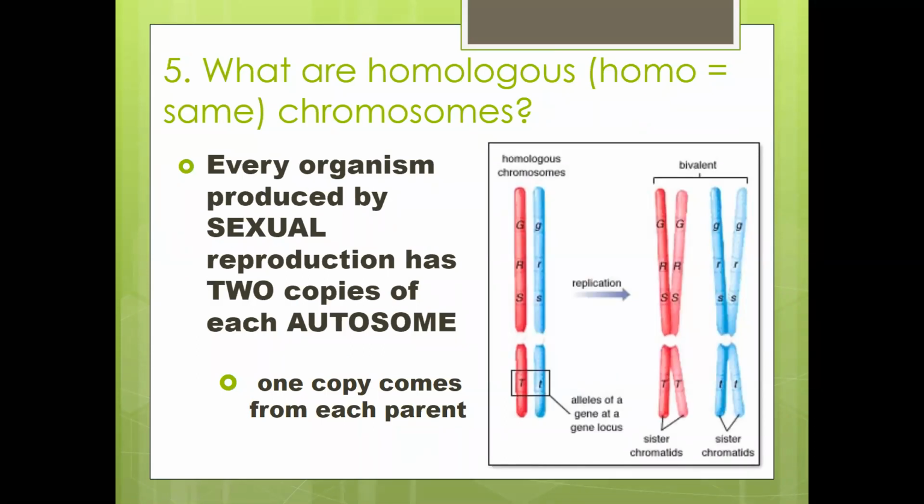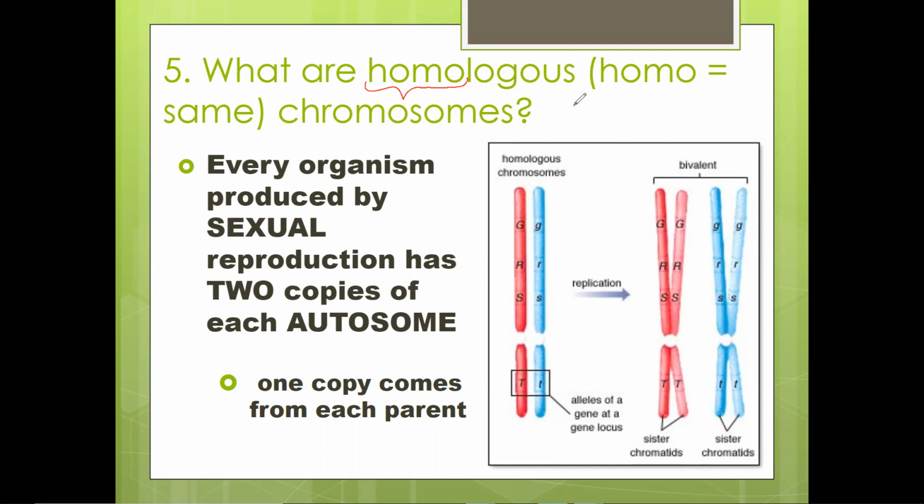What are homologous chromosomes? If we break apart that word, the prefix homo means same. So the word homologous refers to the same chromosome. Every organism that is produced by sexual reproduction, so that's humans and animals, and also some plants, not all, but some, is going to have two copies of each of your autosomes.